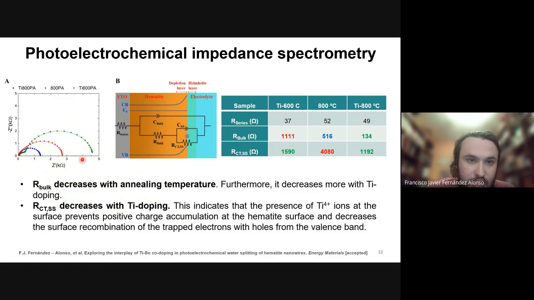We also perform some photoelectrochemical impedance spectroscopy characterization, and we can see a reduction in the bulk resistance when we apply the high temperature annealing step. And we also see a reduction in the bulk resistance when we apply the titanium doping. In the case of the resistance of the surface state, we also see a reduction with titanium doping, which can mean that the presence of titanium 4+ ions at the surface can prevent positive charge accumulation at the hematite surface and decrease the surface recombination of the trapped electrons with holes from the valence band.